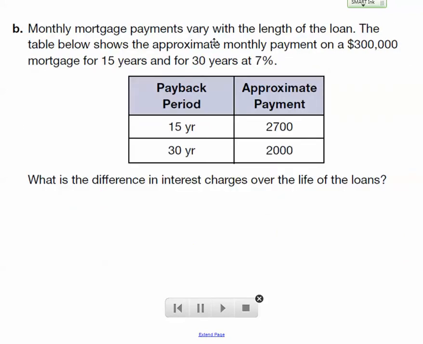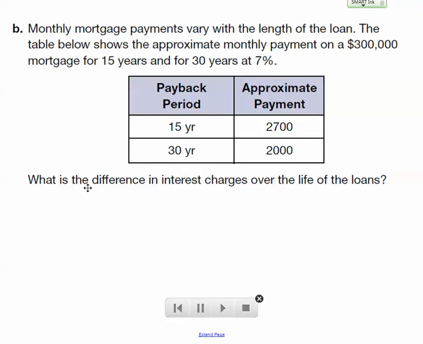All right, very similar question here on example B. Monthly mortgage payments vary with the length of the loan. The table below shows the approximate monthly payment on a $300,000 mortgage for 15 years and for 30 years at 7%. So again, a 30-year mortgage at 7% is going to cost the person about $2,000 per month. But if you want to pay it off in half the time, 15 years, you need to pay a little bit more, $700 more per month. But it's still at 7%.